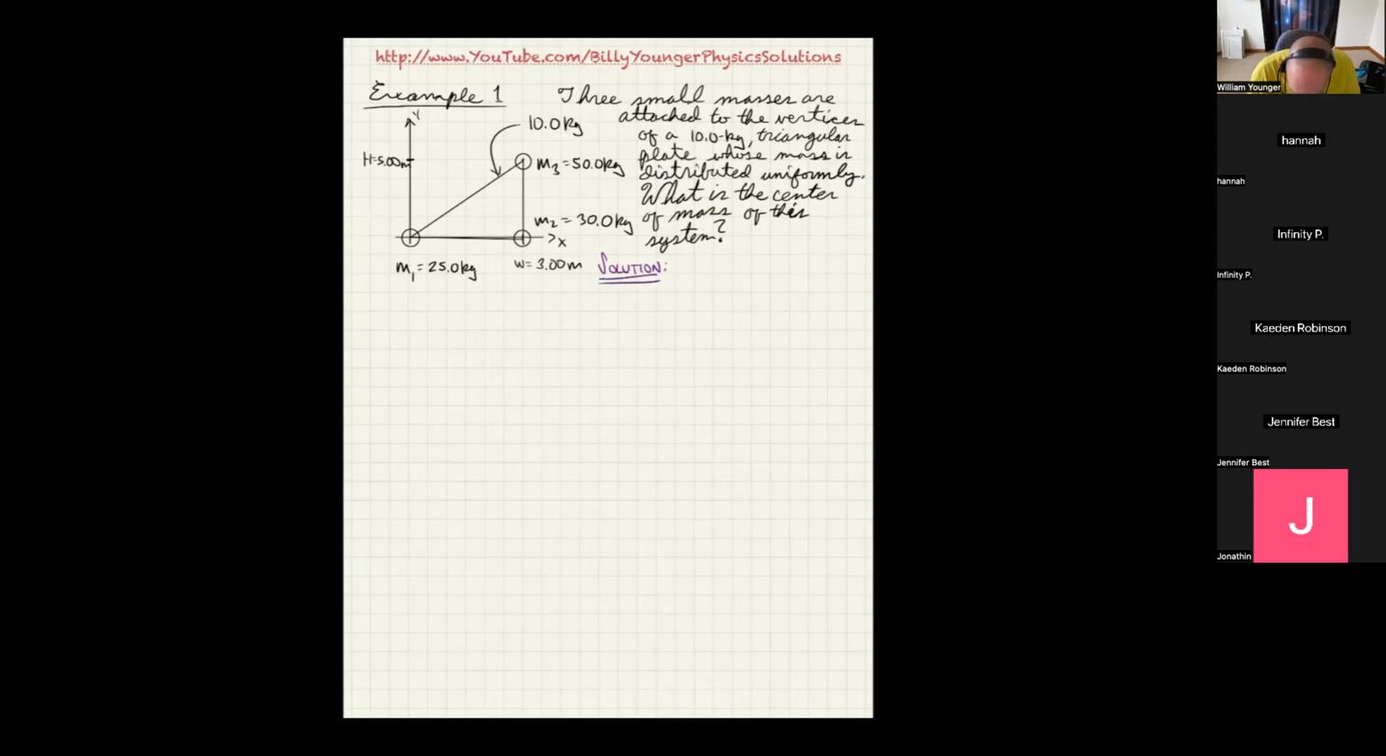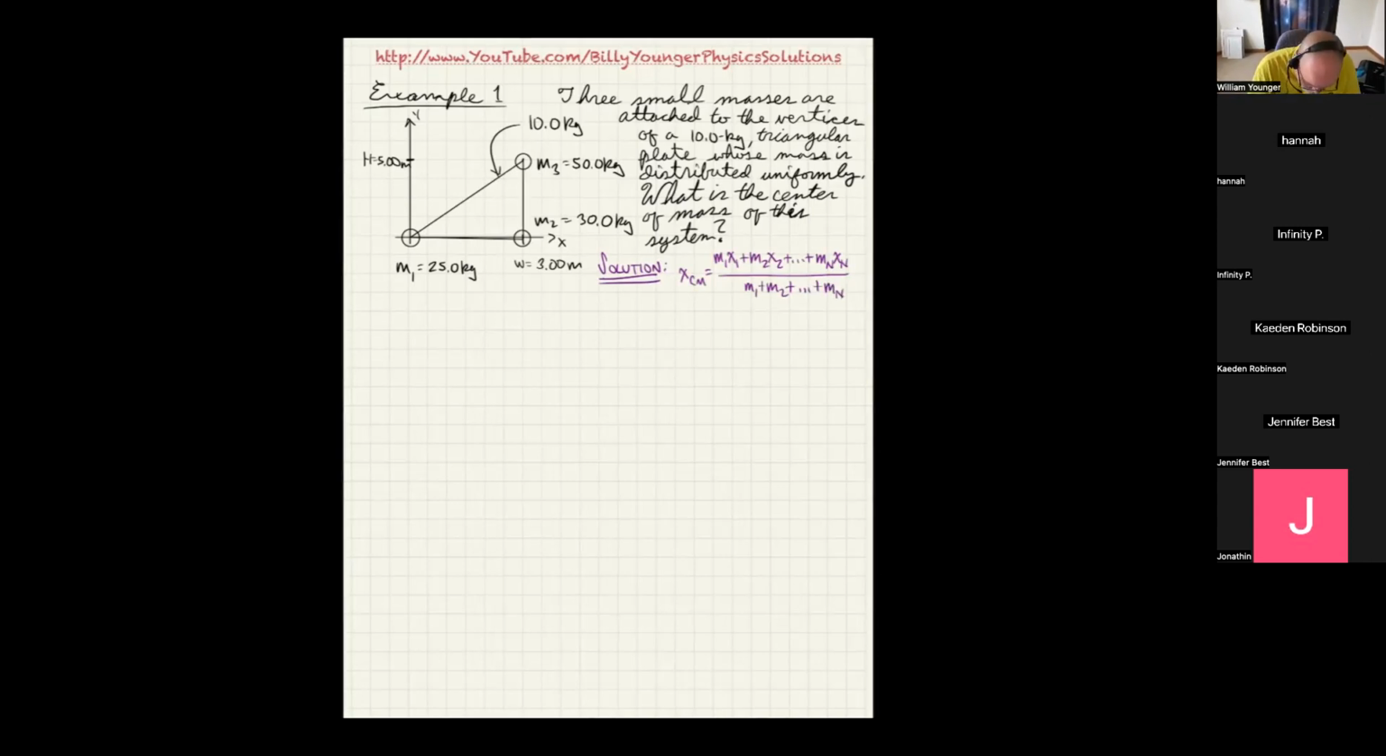What we're going to make use of is the x center of mass: m1 x1 plus m2 x2 plus dot dot dot plus m sub n, where n is the total number of discrete objects that we had, times x sub n. All of that now has to be divided by m1 plus m2 plus dot dot dot plus mn. Okay, that's your center of mass formula.